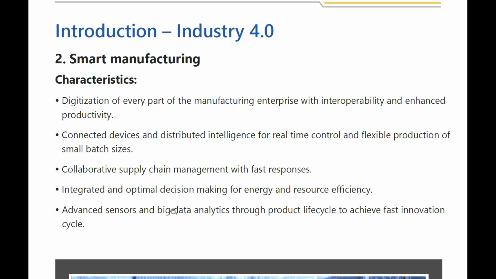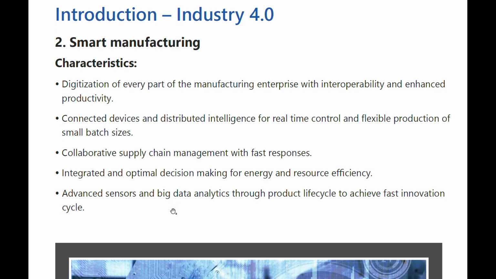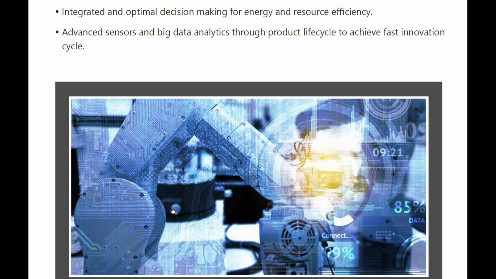So with that, I just want to share some characteristics. Digitalization of every part of manufacturing enhances interoperability and productivity. So you connect device to device, and you distribute intelligence for real-time and flexible production in small batches. Collaborative smart supply chain management with fast response integrates optimal decisions for energy and resource efficiency. Advanced sensors and big data through the product life cycle achieve the fastest kind of innovation cycle.